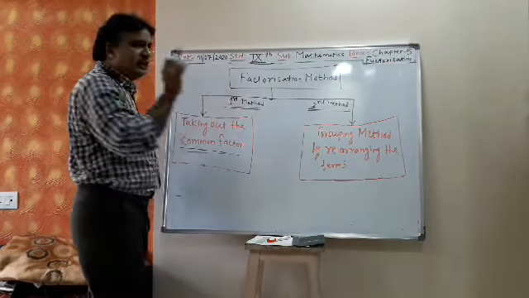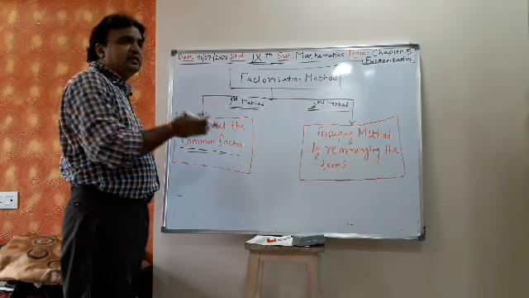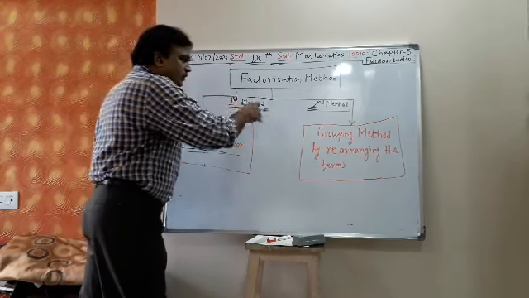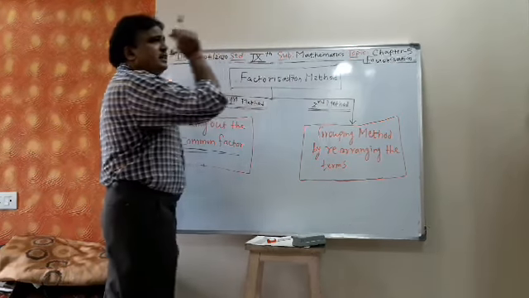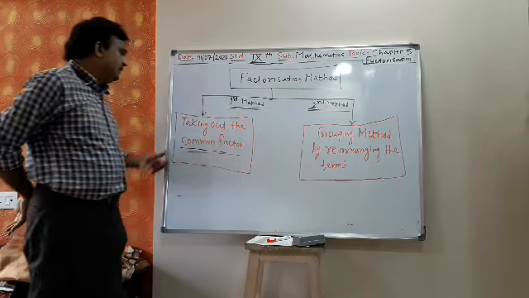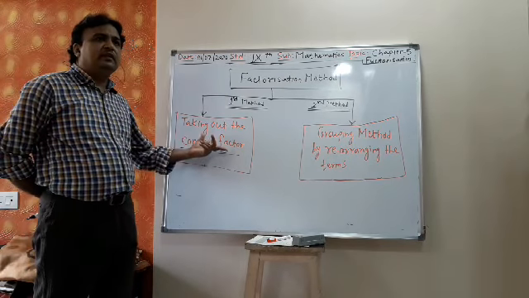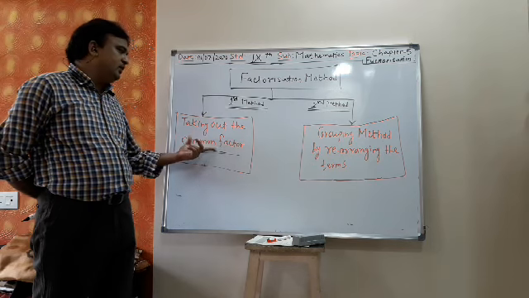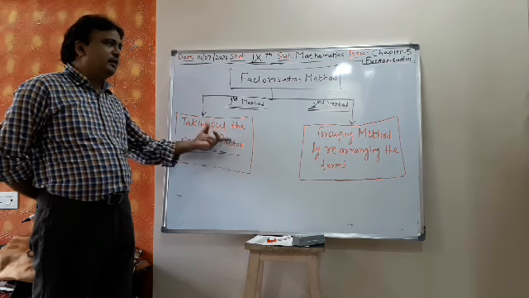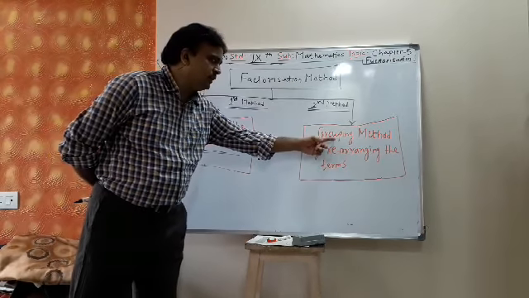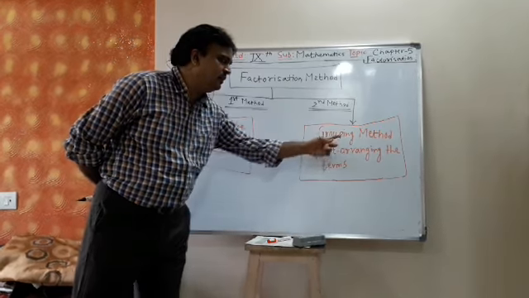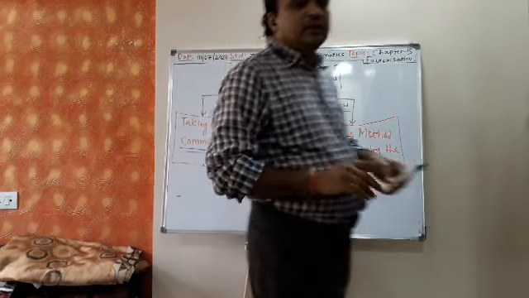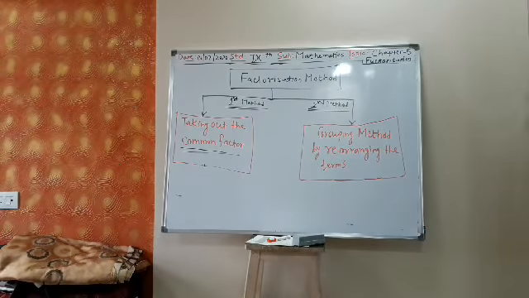So first method, every problem you have to apply the first method, taking out the common factor method. If the first method fails, then only go for the second. First you check whether I can take out the common factor. If a common factor is there, then take out and simplify. If there is no common factor, then go for the grouping method, where we rearrange the terms. And both the methods will be clear when we start solving the problems.